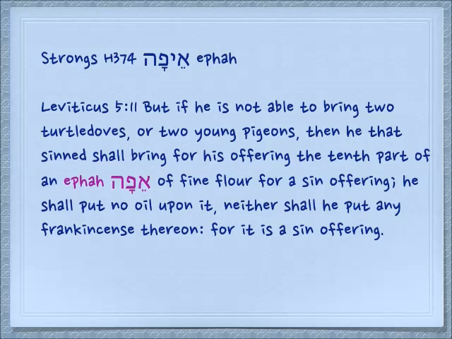Now, there is a measurement which is called an ephah throughout Tanakh, throughout the Old Testament, and usually it is spelled with a yud, but here in this case in Leviticus 5:11 it is spelled the same as af, and here it's talking about a tenth part of an ephah of fine flour. So perhaps this comes from the concept of a measure that you would use to bake.